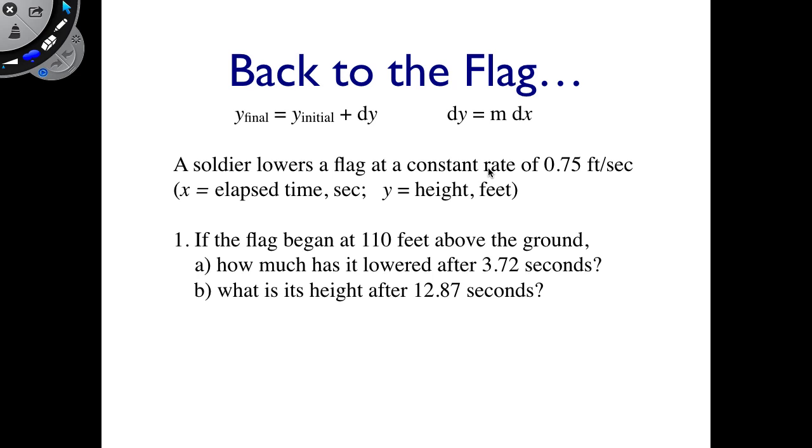Or if I ask about the height after 12.87 seconds, is that asking about y or about dy? That's asking about y. What is its height above the ground? So I need to know its height above the ground. I know where it started. I'm going to append onto that the amount of change. So I have to find a dy and then add it. Well, it's going to be a negative amount of change to the initial. So I find the amount of change during 12.87 seconds and add that negative number onto 110.